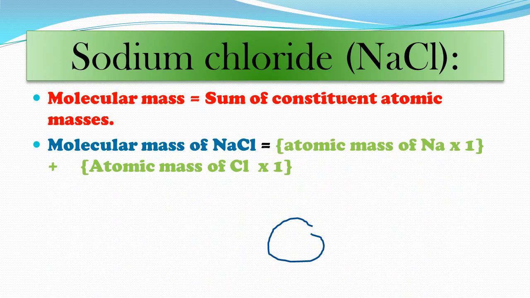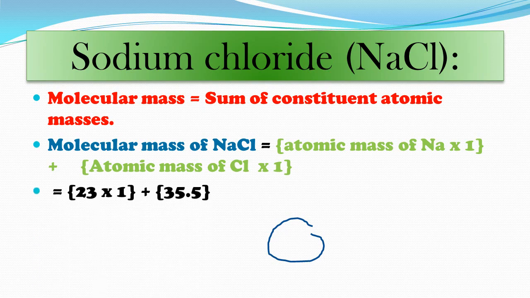So the molecular mass of NaCl, or sodium chloride, will be equal to the atomic mass of sodium plus the atomic mass of chlorine. Here the atomic mass of sodium is multiplied by 1. Why is it multiplied by 1? Because if you look at the formula of NaCl, only one atom of sodium is there, and only one atom of chlorine is there. So the atomic mass of chlorine is multiplied by 1, but if it were Na2 or Cl2, then instead of 1 we would multiply by 2. I hope you have all understood.